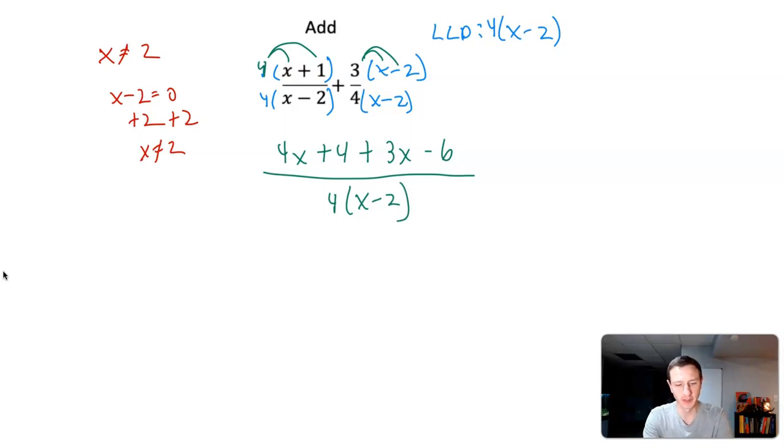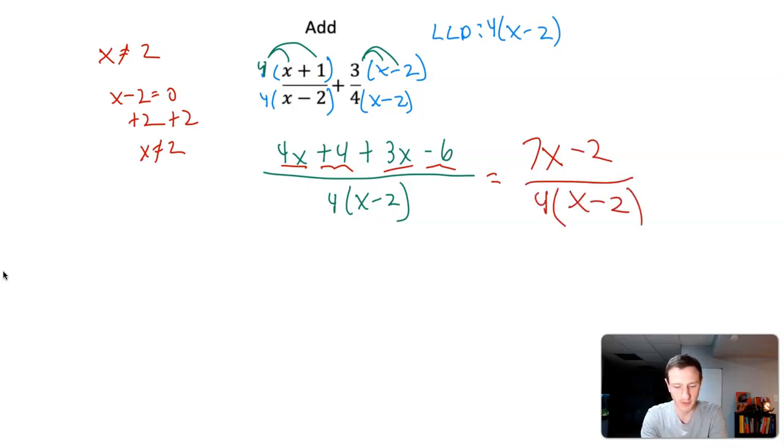A couple like terms that we can combine. We can combine the 4x and the 3x. We can combine plus 4 minus 6. So 4x plus 3x is 7x. 4 minus 6 is negative 2, over 4 times x minus 2. Okay, so now I think we're done.